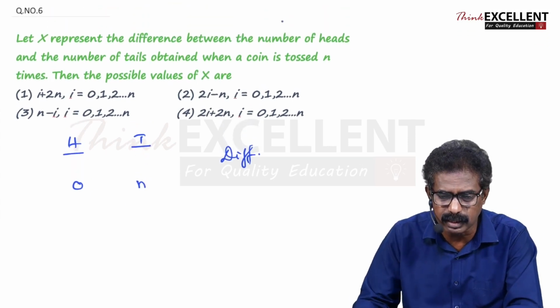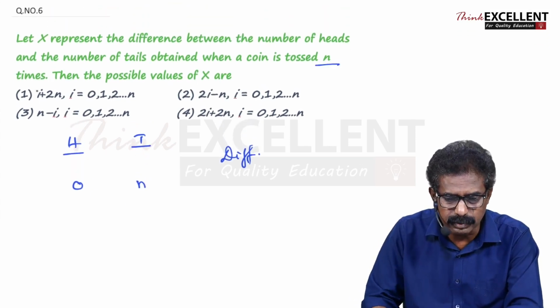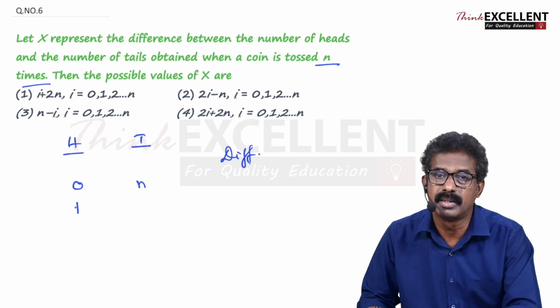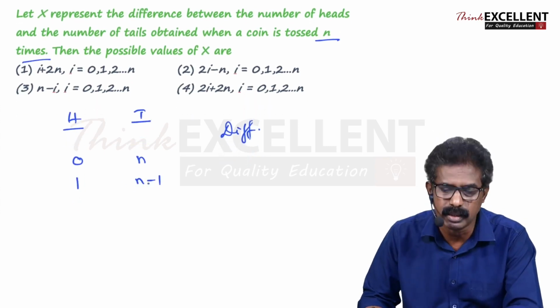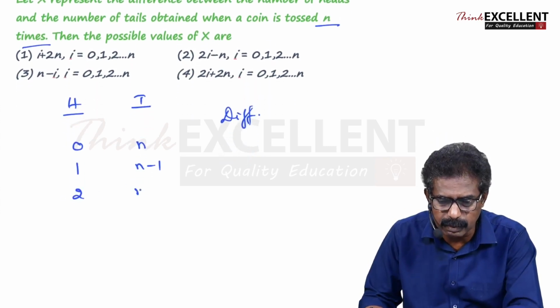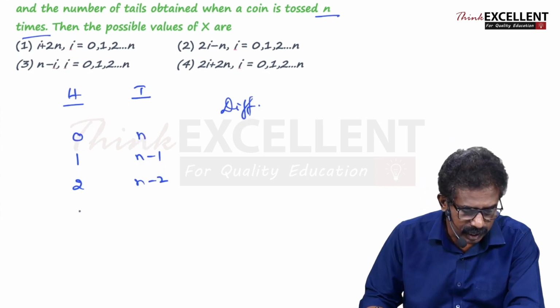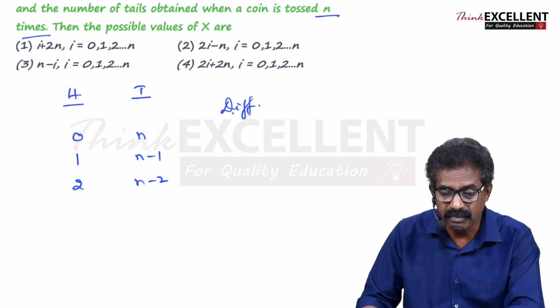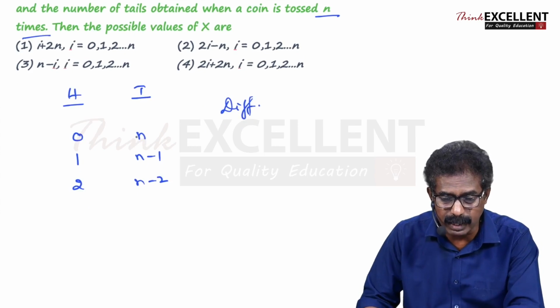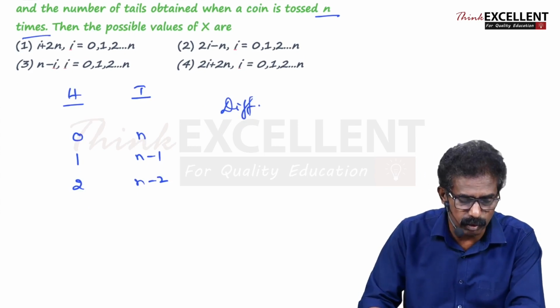Suppose you tossed n times. Suppose only one head, that means n minus 1 tails. 2 heads means n minus 2 tails, etc. So now we see some pattern. The difference means 0 minus n, so you write 0 minus n itself.